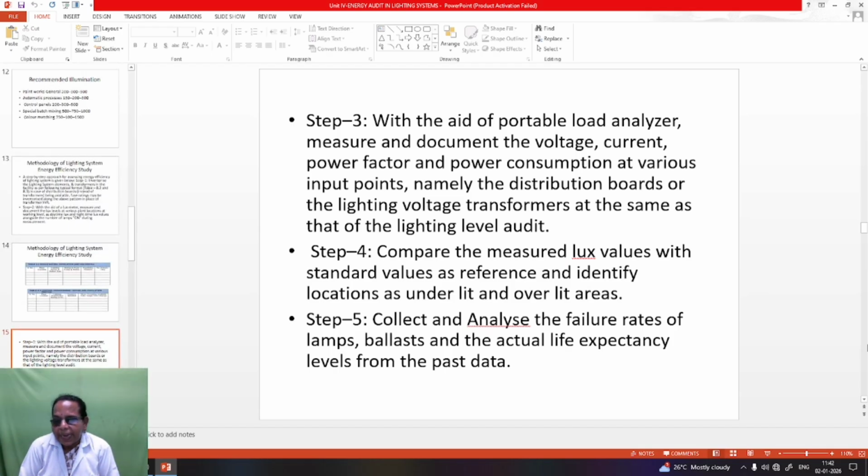Step 3: with the aid of a portable load analyzer, measure and document the voltage, current, power factor and power consumption at various input points, namely the distribution board or lighting voltage transformer, at the same time as the lighting level audit. Step 4: compare the measured lux values with the standard value as reference and identify the locations as underlit and overlit areas. Step 5: collect and analyze the failure rates of the lamps, ballast and actual life expectancy from past data.